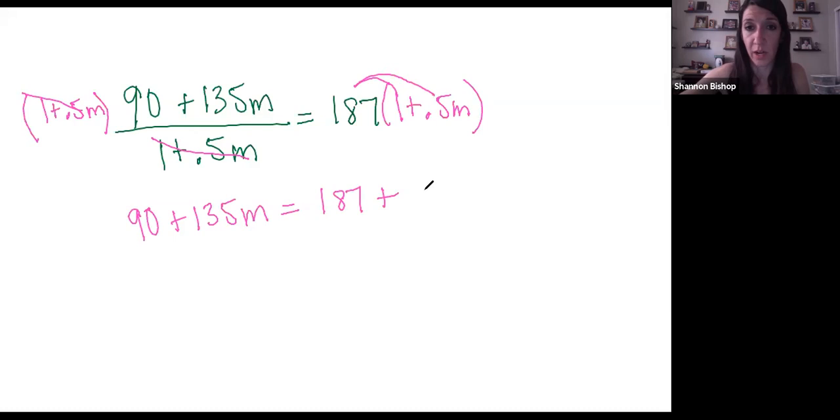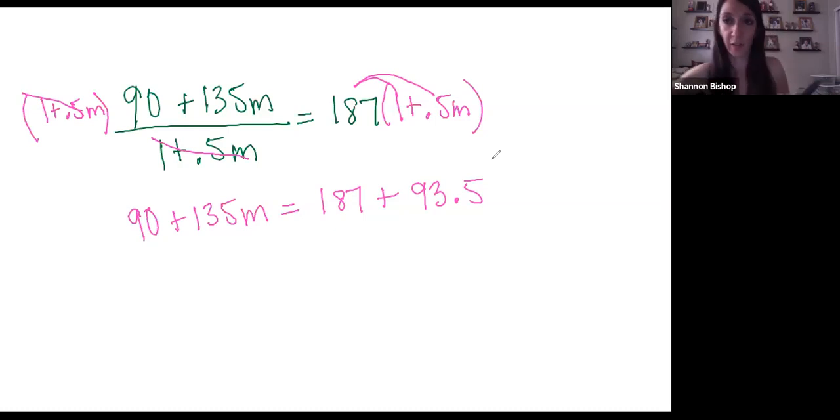Let's see, what's 187 cut in half? It is 93.5, I believe. Yeah, I think so. Let's do a quick fact check on that. Mental math has never been my forte. 187 times 0.5, 93.5, okay, sweet. Okay, so you've gotten rid of the fraction. That's definitely a huge step in the right direction.